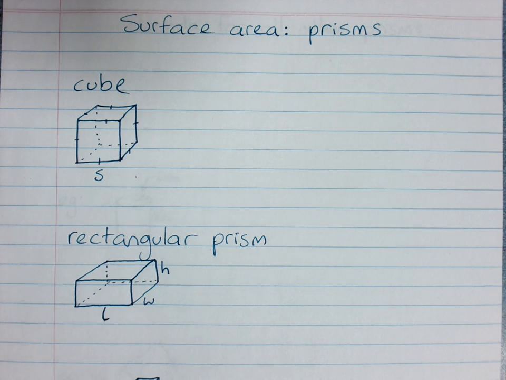Surface area of prisms. There's two prisms, well, it's three actually, that have a really obvious, easy surface area formula. Remember that the surface area is the area of the net of the shape.